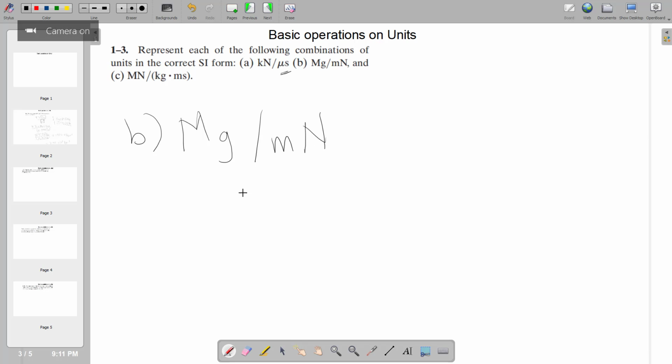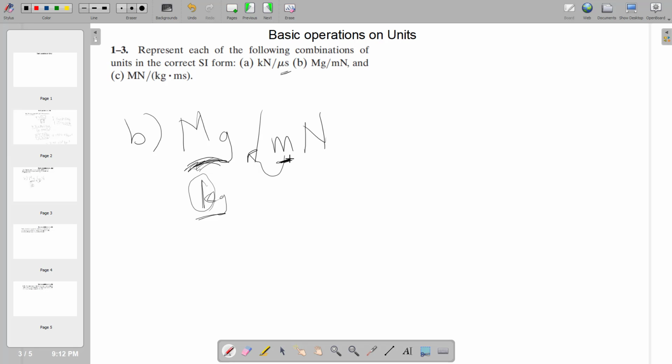Okay, so there's two things we need to do about this. First is we have a prefix in the denominator. We need to move that into our numerator. And then secondly, we have megagrams. The SI unit for mass is kilograms, not megagrams. So it's not a matter of prefix. We actually would like our grams to have a prefix of kilo because the SI unit is kilograms. So we'll have to modify this or break this up.